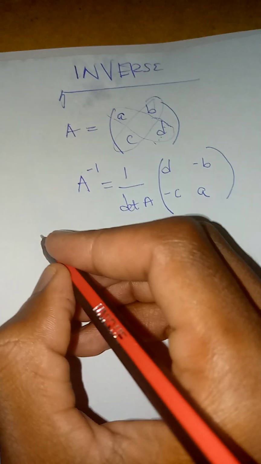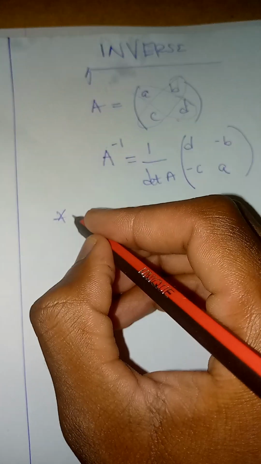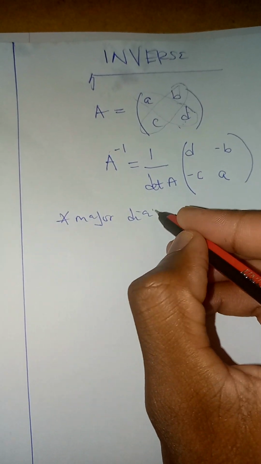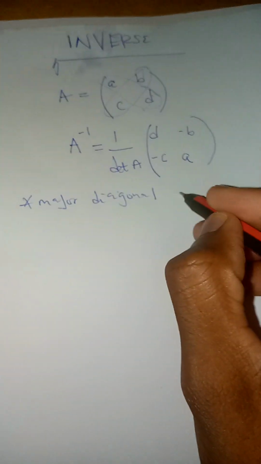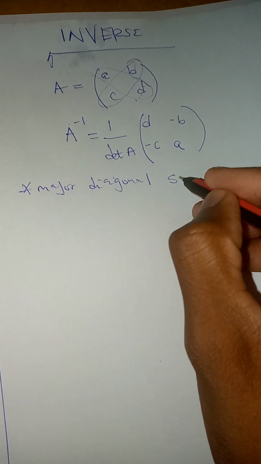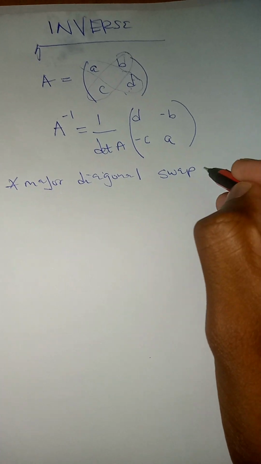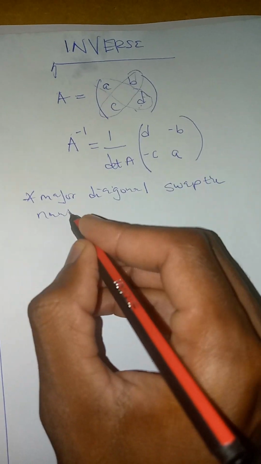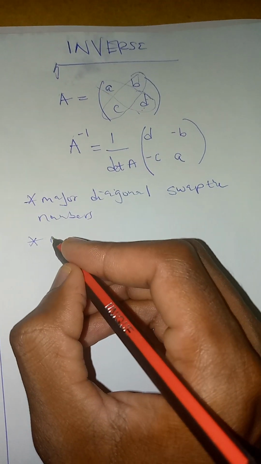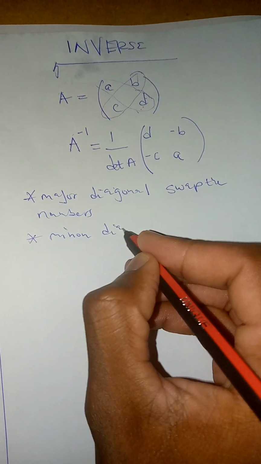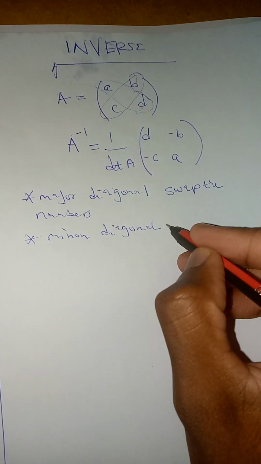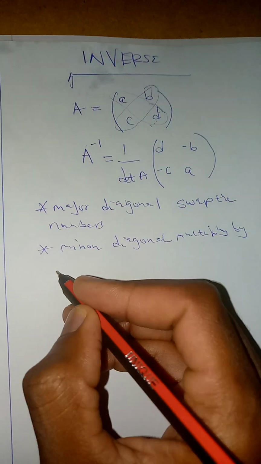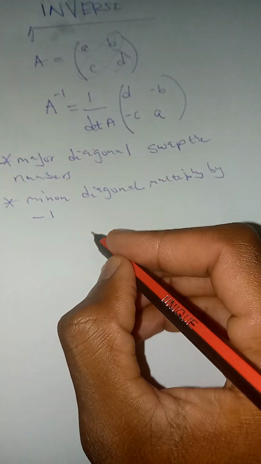So let me just write them down here. We're saying major diagonal: swap the numbers. Then minor diagonal: multiply by negative 1.